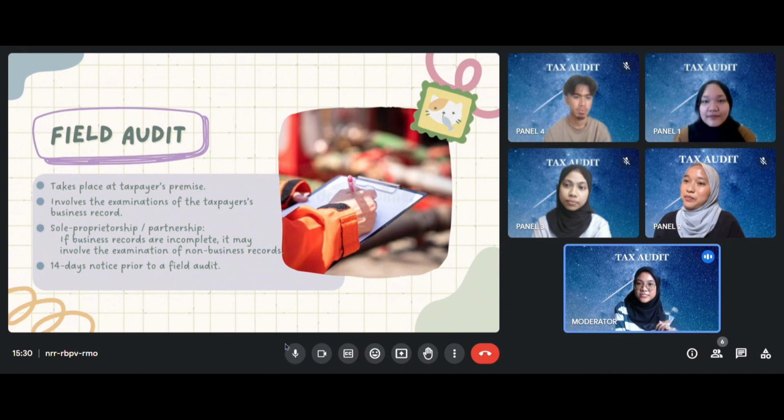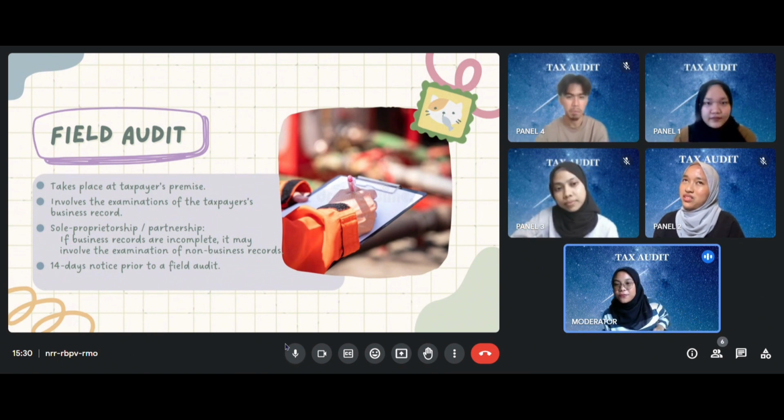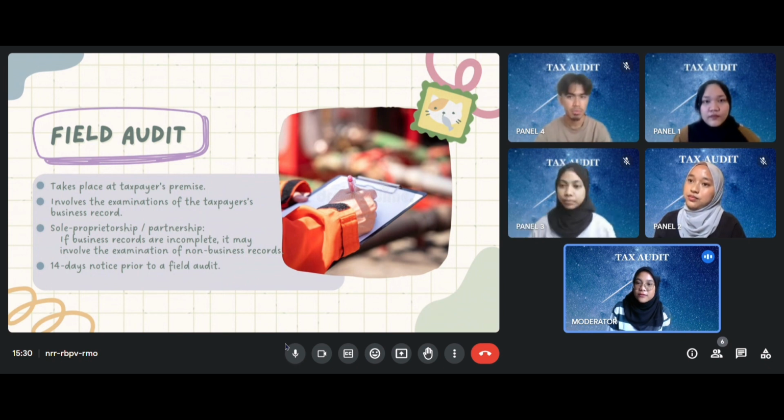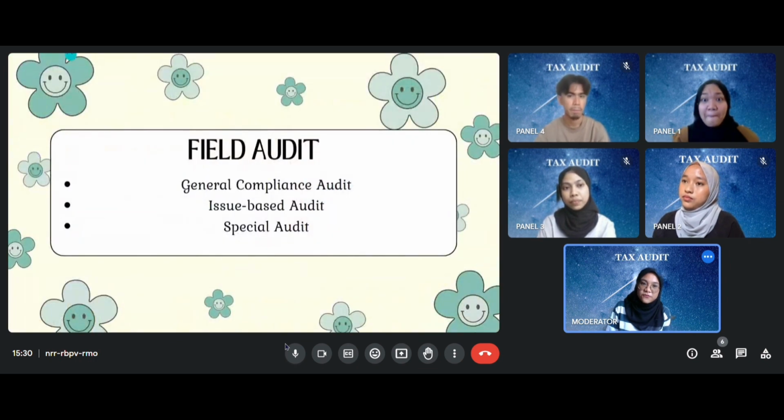So, what is field audit? Field audit usually takes place at the taxpayer's premise. It involves the examination of a taxpayer's business record or sole proprietorship or partnership business. If business records are incomplete, it may involve the examination of non-business records. And for field audit, there is a 14 days notice prior to a field audit. There are three types of field audit, which are general compliance audit, issue-based audit, and special audit.